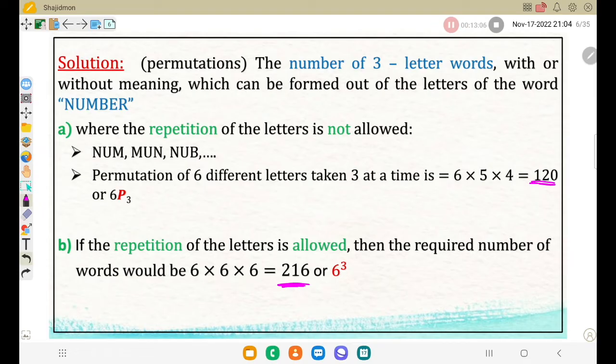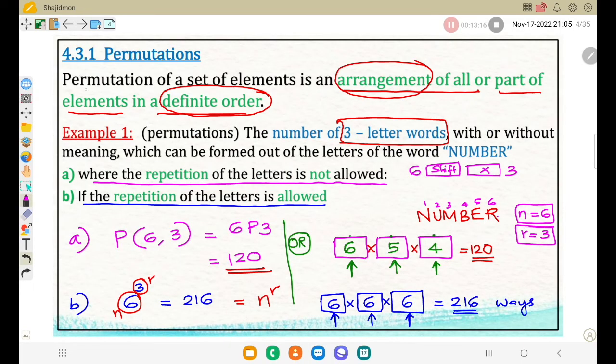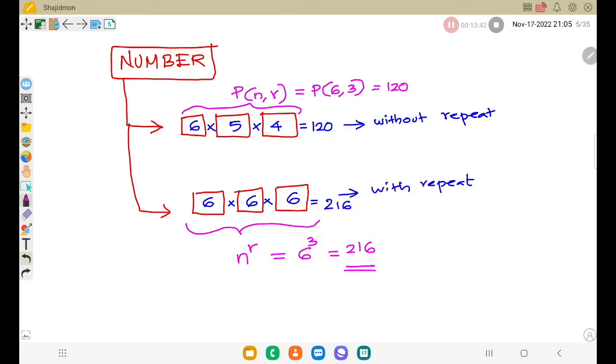Now let me go to another question. What I want to tell with this example, NUMBER, is that we are not taking all the letters at a time, only 3 letters at a time. That is why the definition mentions that permutation is an arrangement of all or a part of the elements. Part of the elements means NUMBER: we did not take all the letters, we took 3 letters. That is why it is a part of the elements in a definite order. Sometimes we take all. Now we are going to discuss one example where all letters are taken.